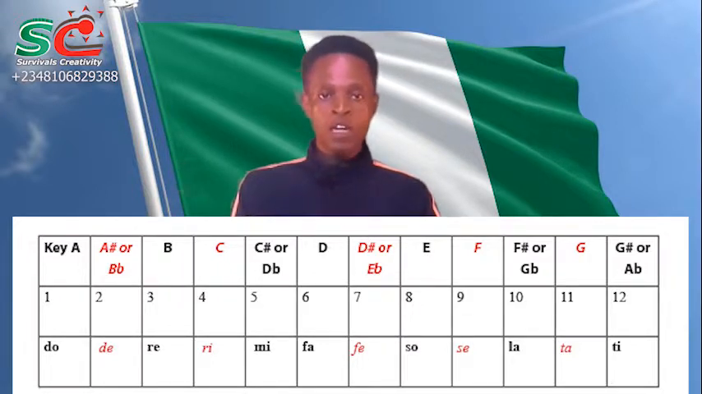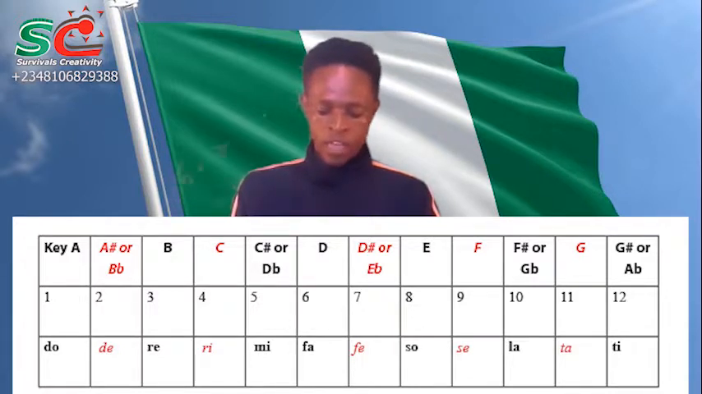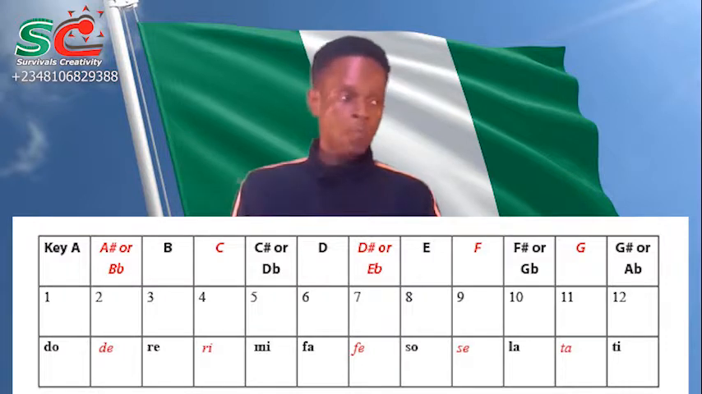So when you put it that way, you also number it. A will be 1, A sharp or B flat will be 2, B will be 3, C will be 4, C sharp or D flat will be 5, D will be 6, D sharp or E flat will be 7, E will be 8, F will be 9, F sharp or G flat will be 10, G will be 11, G sharp or A flat will be 12.